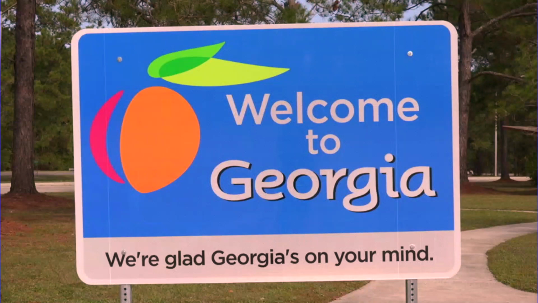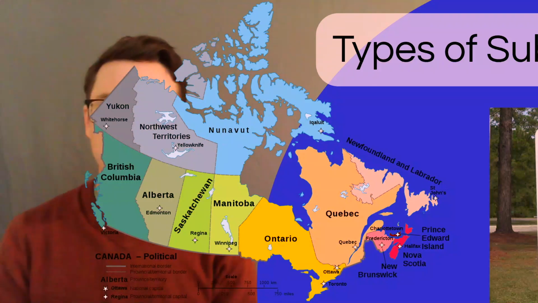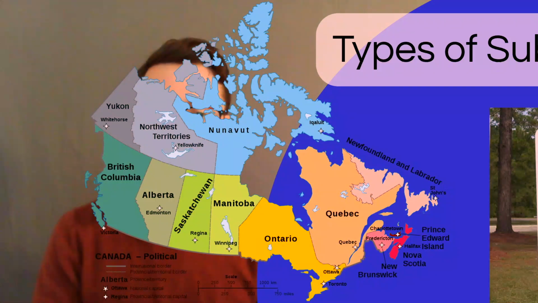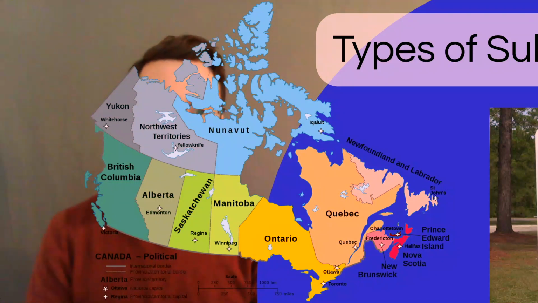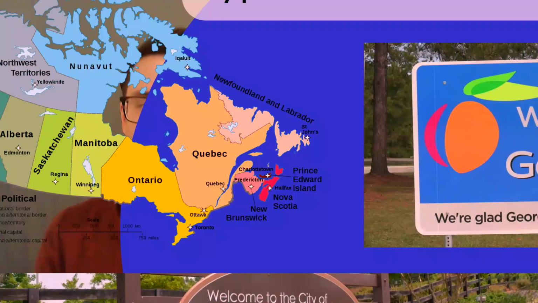So the first one is what we were just talking about, which is the states within the United States, like Georgia and Alabama. This is the Welcome to Georgia sign as you're coming from South Carolina. And they said, we're glad Georgia's on your mind as you cross the border. These are the provinces of Canada. You can see that they are different provinces and territories, but since they are further subdivisions of the country, these are all the different internal boundaries.